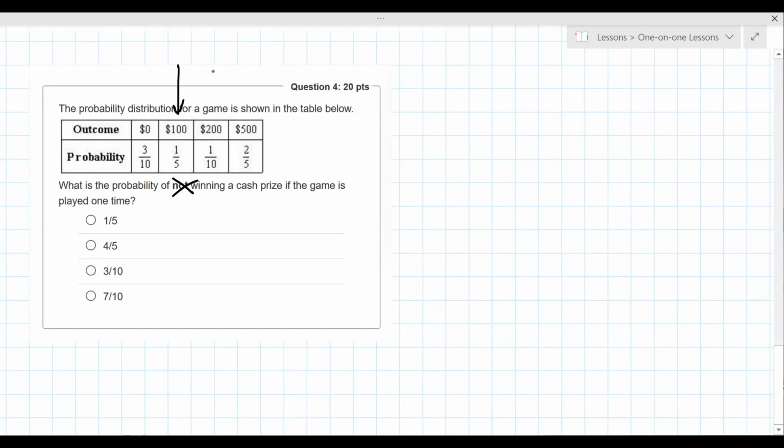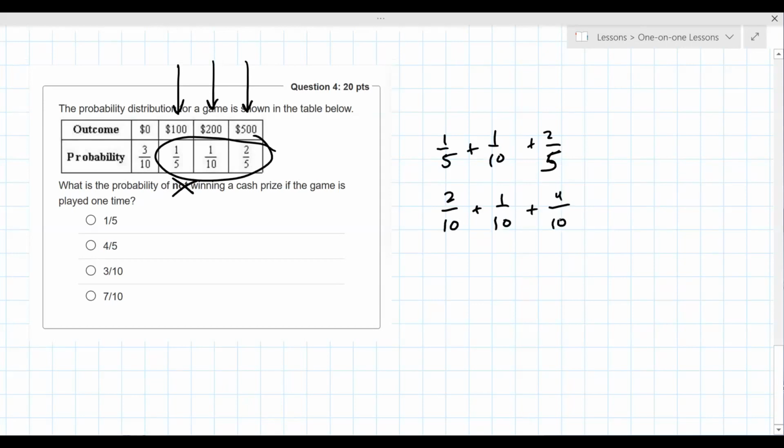So here you win, and here you win. Do you agree with that? What do those add up to? What's 1/5 plus 1/10 plus 2/5? Okay, so 2 over 10 for 1/5, and 4 out of 10. So you get 6 over 10, 7, sorry, 7 over 10. So that's the probability of winning.